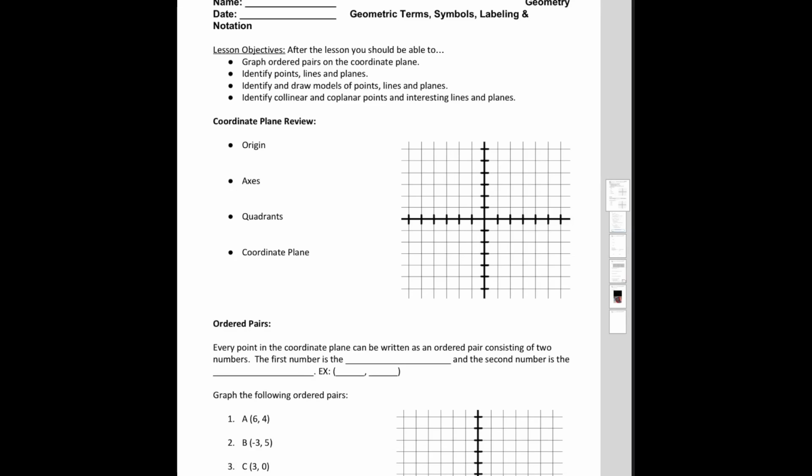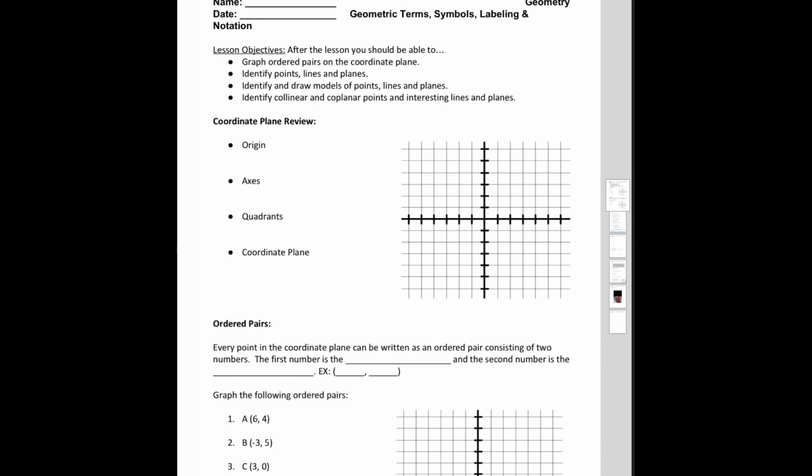So let's start out. After this lesson, you should be able to graph ordered pairs, identify points, lines, and planes, identify and draw models of points, lines, and planes, and identify collinear and coplanar points, and intersecting lines and planes. Sorry, that's a typo.